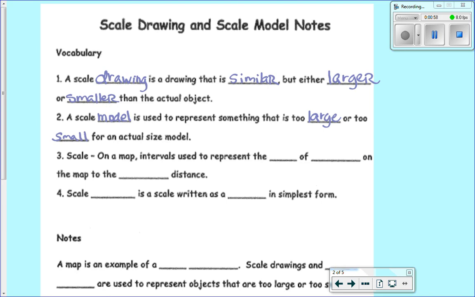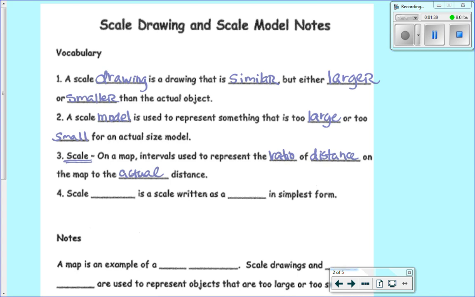All right, so what is a scale? For example, you probably see this in social studies, maps. You'll see a scale on a map, and its intervals are used to represent the ratio of distance on the map to the actual distance. So that would be a scale drawing, right? Yes. That one says like every inch is like. Yes, absolutely. That's exactly what it is.